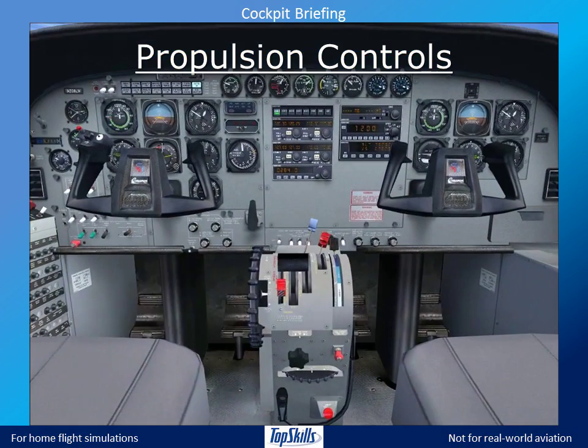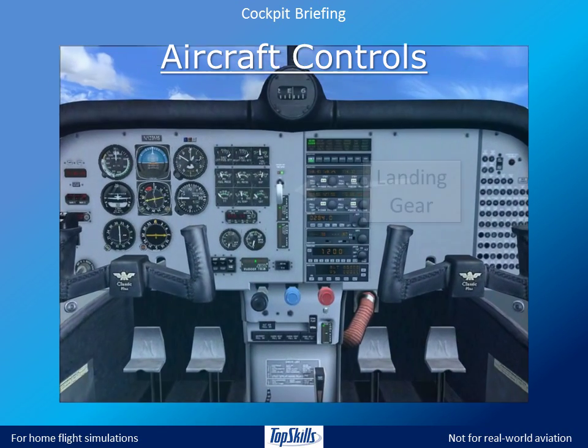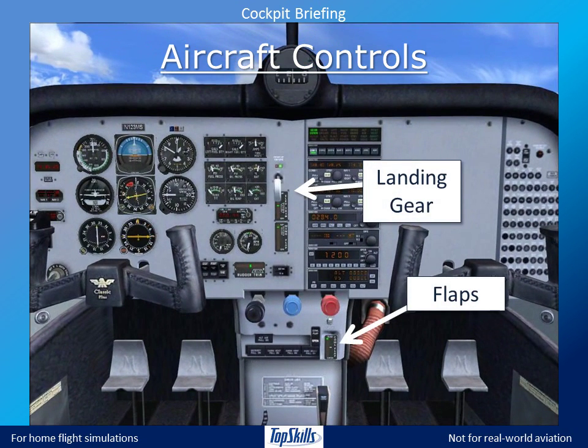Propulsion controls, the throttle, propeller pitch, fuel mixture, and fuel condition are in the center of the main panel or on a center console. They are on the ceiling in the Grumman Goose. Controls for landing gear, flaps, spoilers, and elevator and rudder trim are usually where pilots can easily reach them, in the center of the main panel or on a center console.